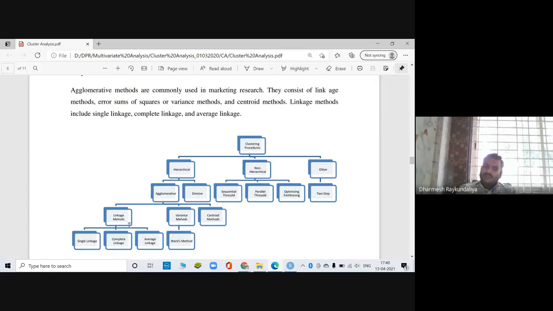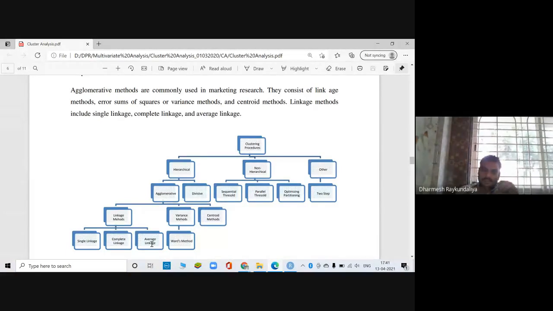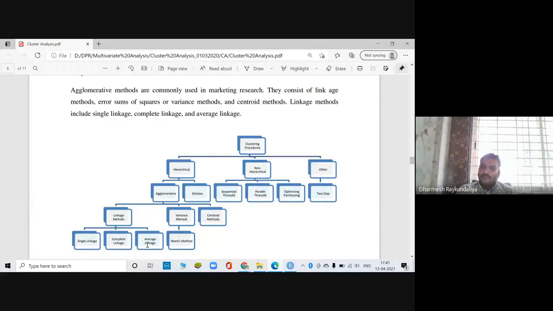The linkage method is of single linkage, where you try to identify the smallest distance between two objects; complete linkage, where you identify the maximum distance between two objects; and average linkage. In average linkage, suppose a cluster is made and one object is fused, then you identify each object's distance from each member of the cluster and find the average distance. Whichever has the smallest average distance is considered the next object to fuse with the cluster. That is called average linkage.